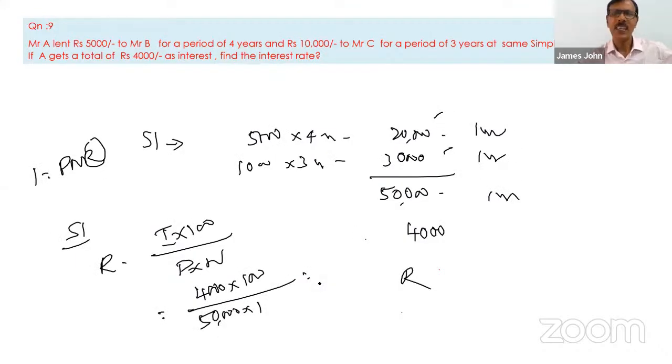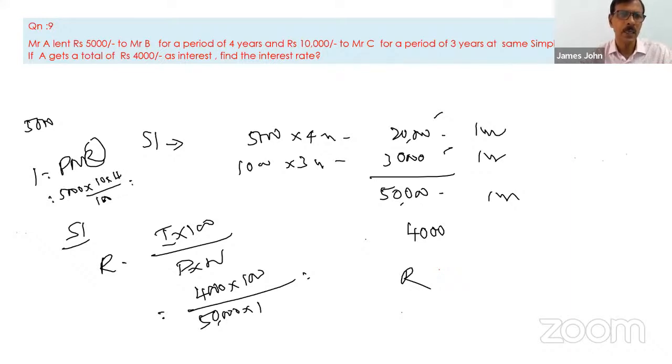I'll repeat. See, here it is simple interest. And 5,000 has been given for a period of 4 years. So 5,000 for 4 years, suppose the interest rate is 10%. How much interest do you get after 4 years? Apply the formula: 5,000 into 10% into 4 years divided by 100.